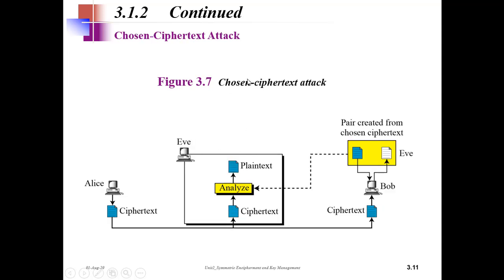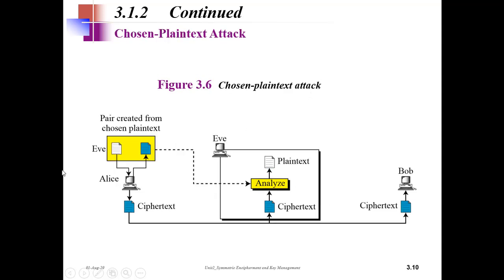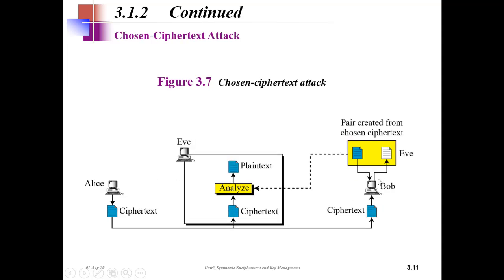So similarly, chosen ciphertext attack. So what is the difference? Here he was sitting on Alice's computer, now he is sitting on Bob's computer. So he has the ciphertext with him.